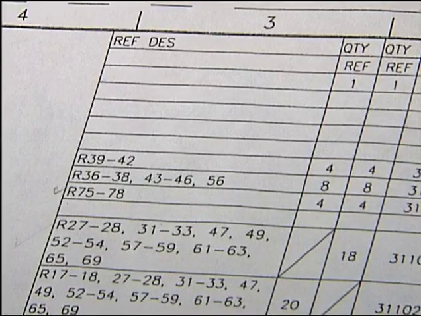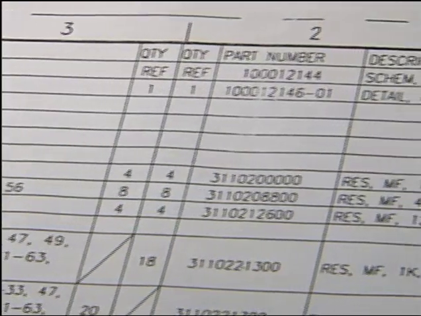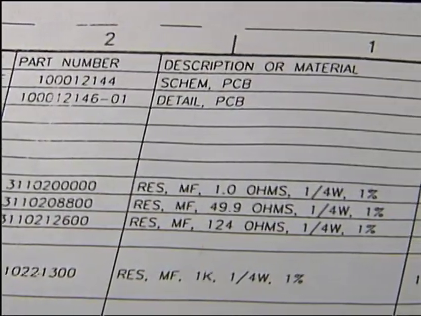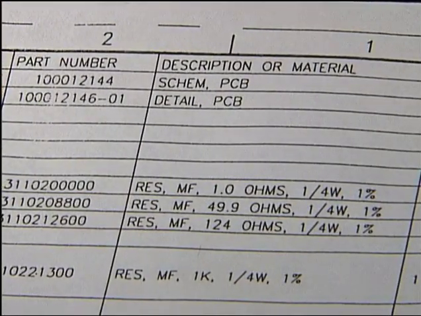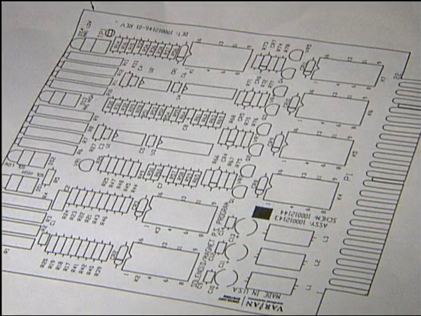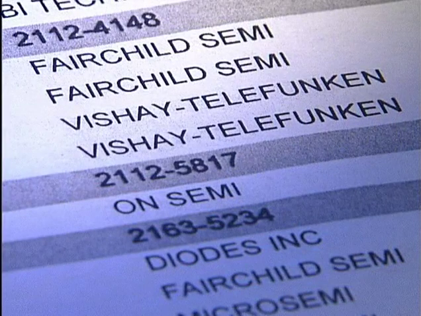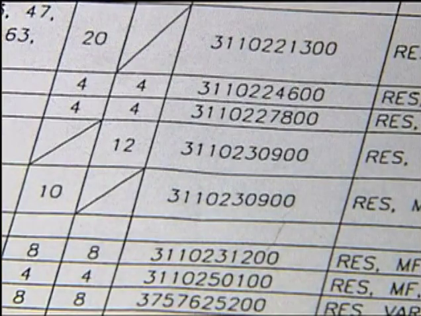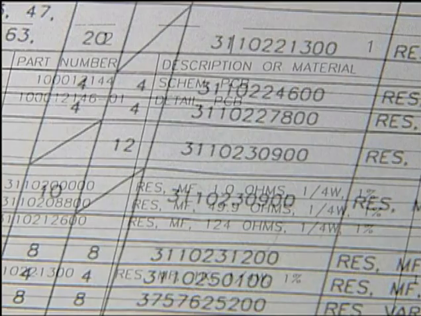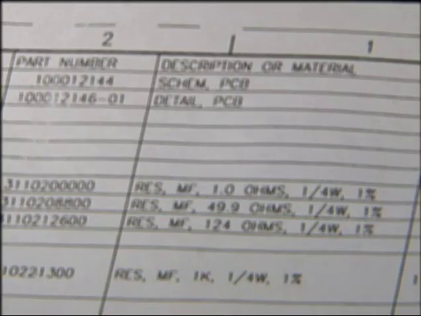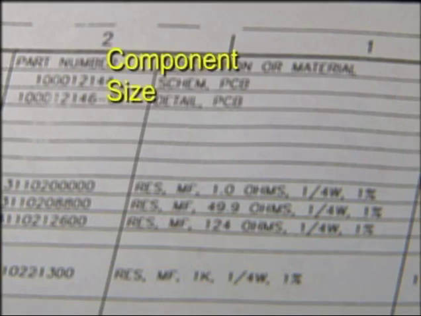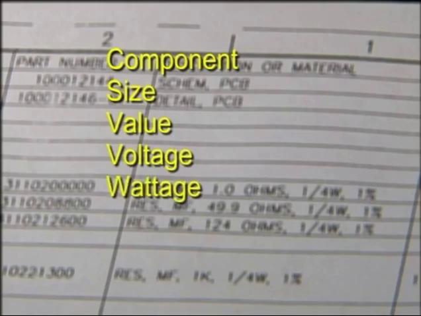Now let's take a look at documentation. Every circuit board assembly comes with documentation that includes a bill of materials and an assembly drawing. The bill of materials defines all of the components used in the assembly by manufacturer and part number, or using an internal company part number. The bill of materials may also reference the type of component, its size, value, voltage, wattage, and composition.